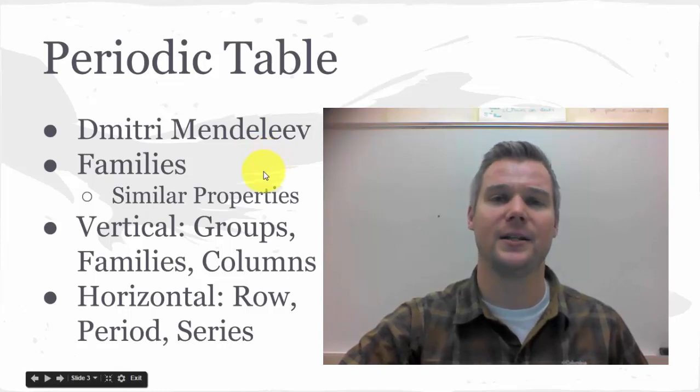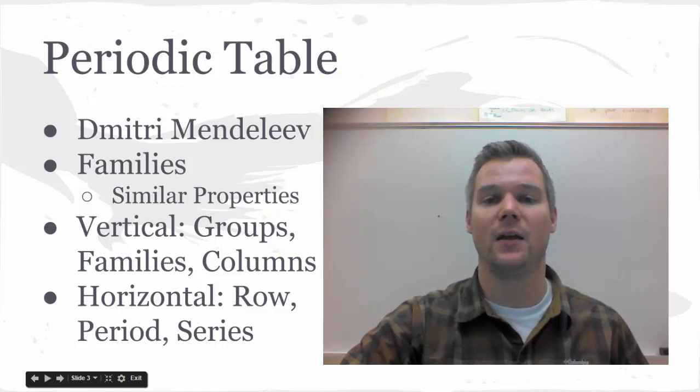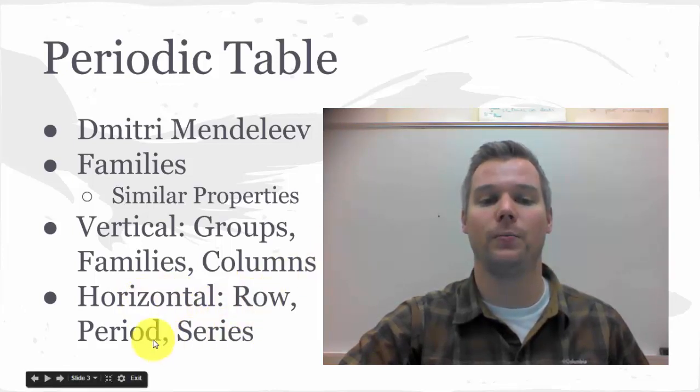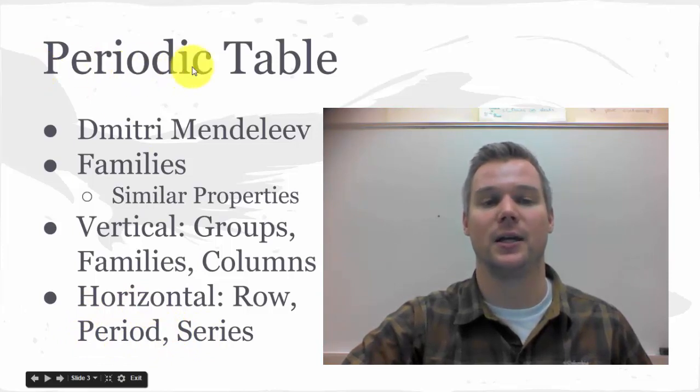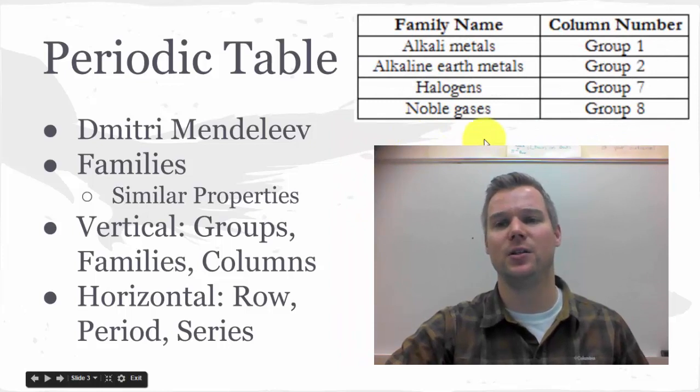Now we can label the periodic table in terms of vertical arrangement, so going up and down. If it's up and down, it's called a group, a family, or a column. Or if we're talking horizontal, we would call it a row, period, or series. And this word period is where we get the term periodic table.